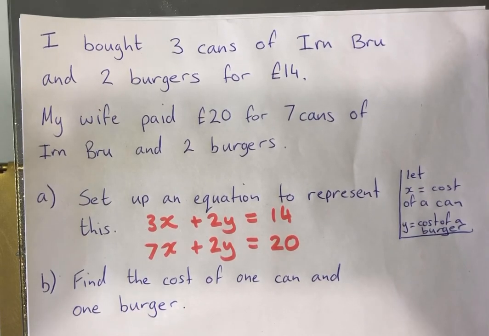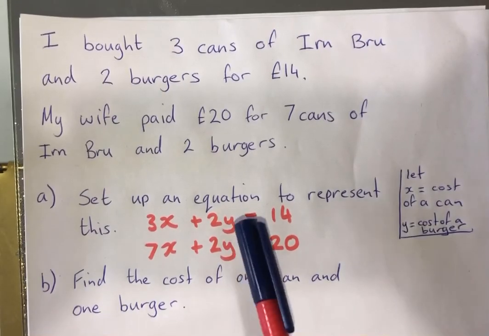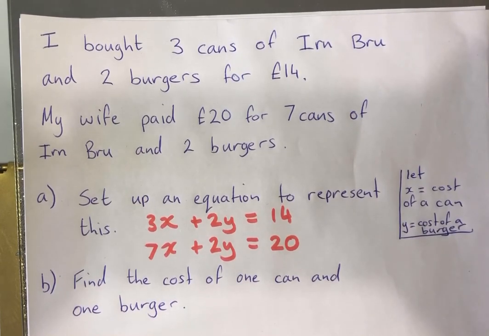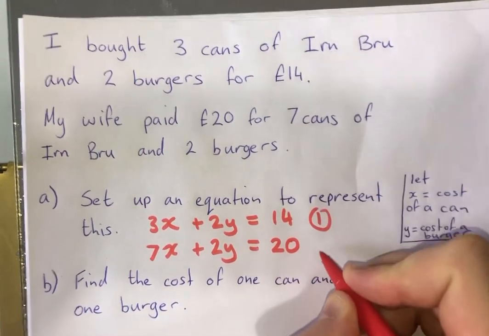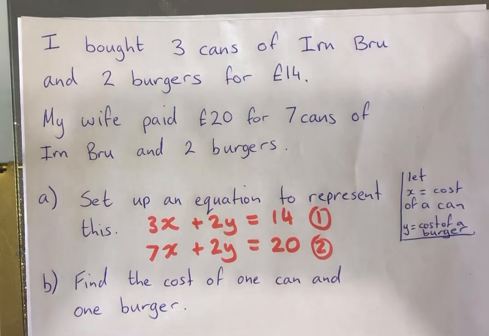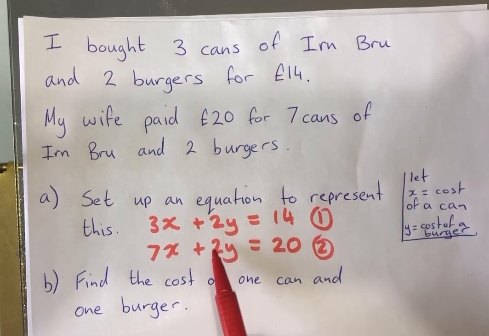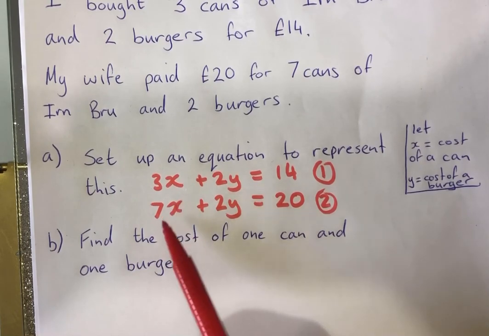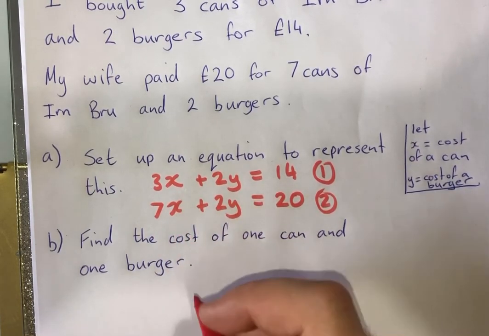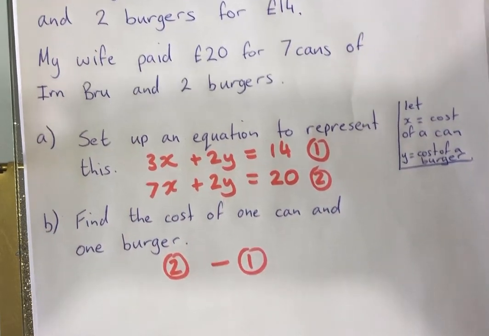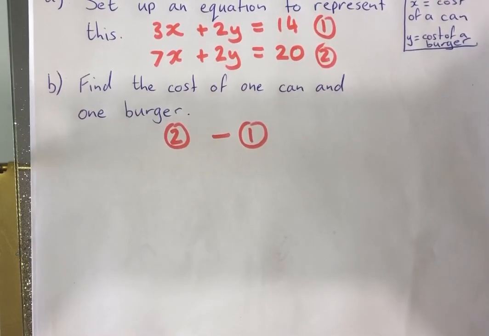Now part B is then asking us to find the cost of 1 can and 1 burger. So to do that, all we need to do is find the value of x and find the value of y. So we have two equations, 1 and 2. Okay, and we have that desired condition of the variables having the same coefficient. Okay. Now if I do 1 take away 2, I'm going to end up with negatives involved. So what I'm going to do is to subtract 1. Okay, and that's going to allow me to keep it positive.